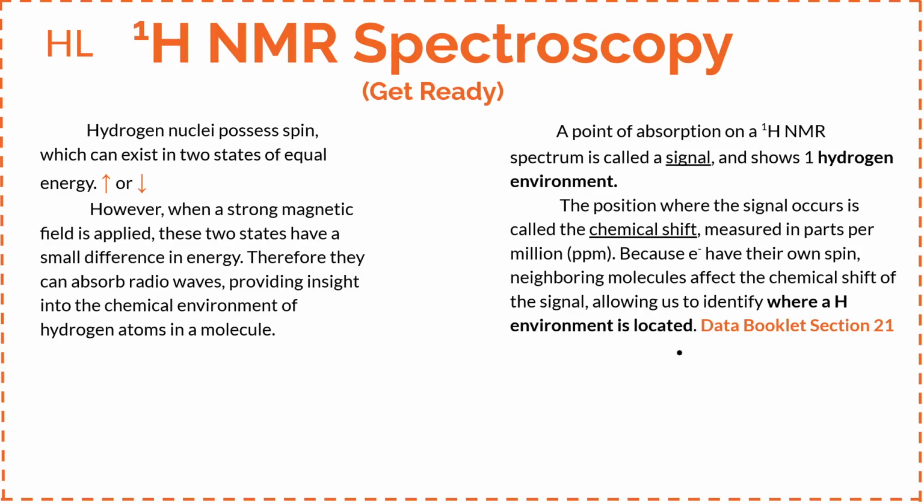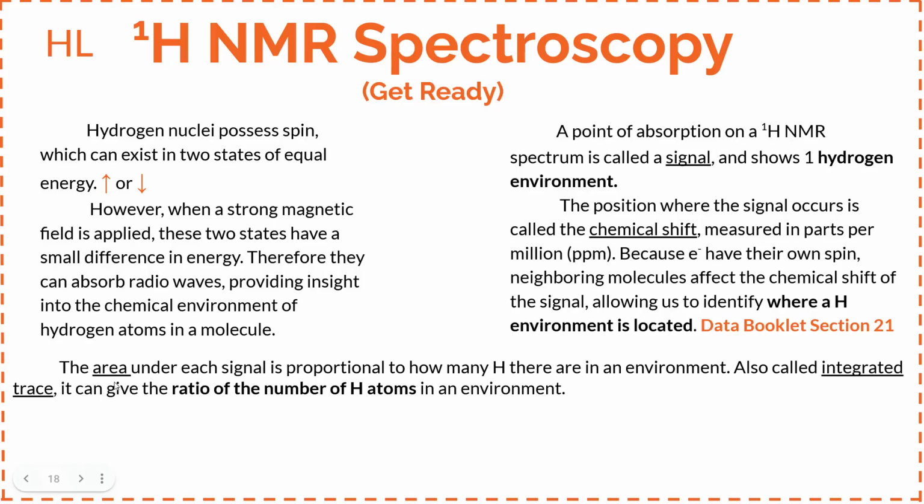And you'll know this using data booklet section 21. Now, the area under each signal is proportional to how many hydrogens there are in an environment. This is also called the integrated trace, and it can give the ratio of the number of hydrogen atoms in an environment.